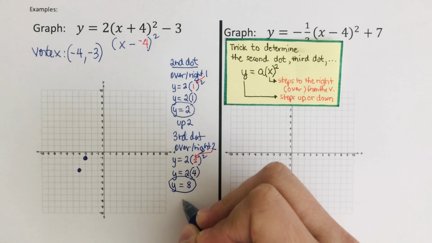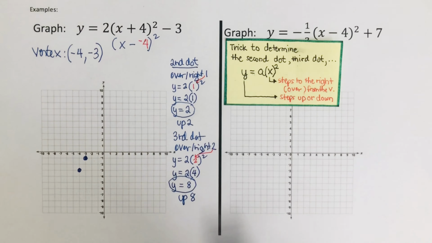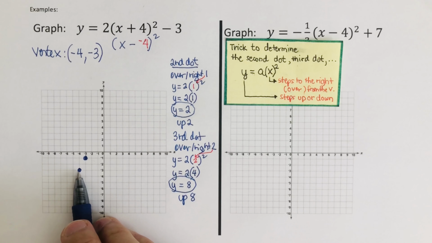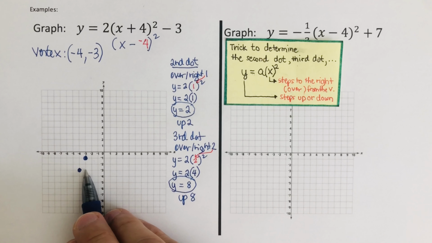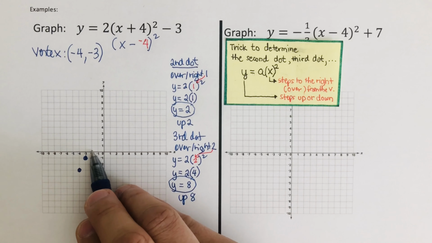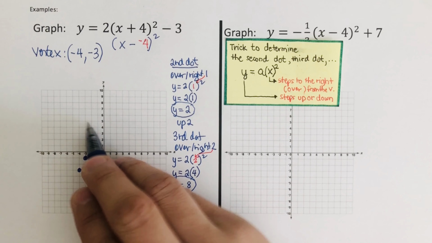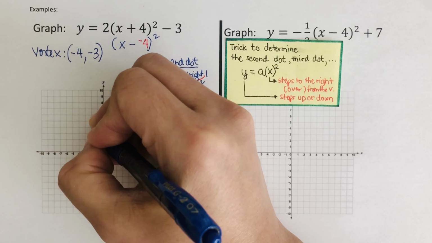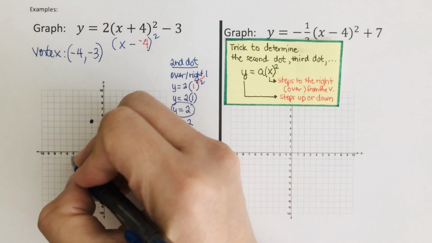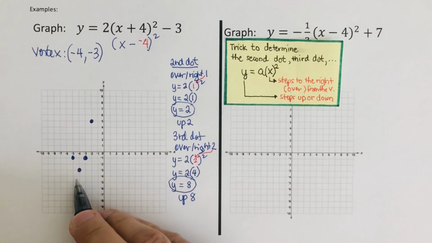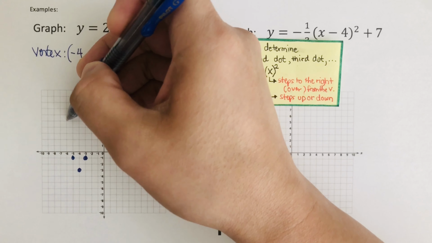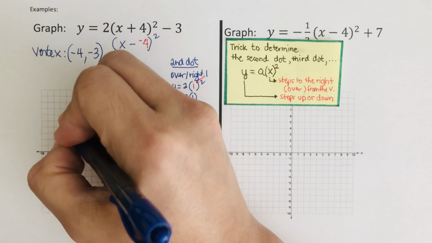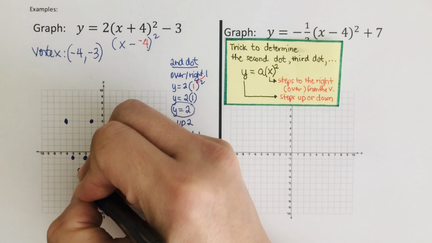What does it mean? We go up 8. So from the vertex, I go right 2, up 8. So right 2, 1, 2, up 8. 1, 2, 3, 4, 5, 6, 7, 8. And this is where the dot is going to sit. And then I am going to reflect it across. So this would be sitting over here. And this is the graph of this equation.